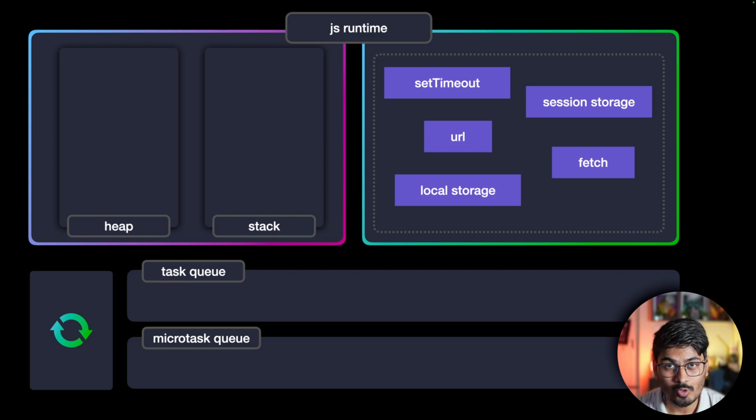So the first thing is understanding the JavaScript runtime. Every language has two components. One is heap, the other one is stack. Both of them are present in our main memory, which is RAM, and every global variable, local variable, function, declaration, everything goes in one of them.